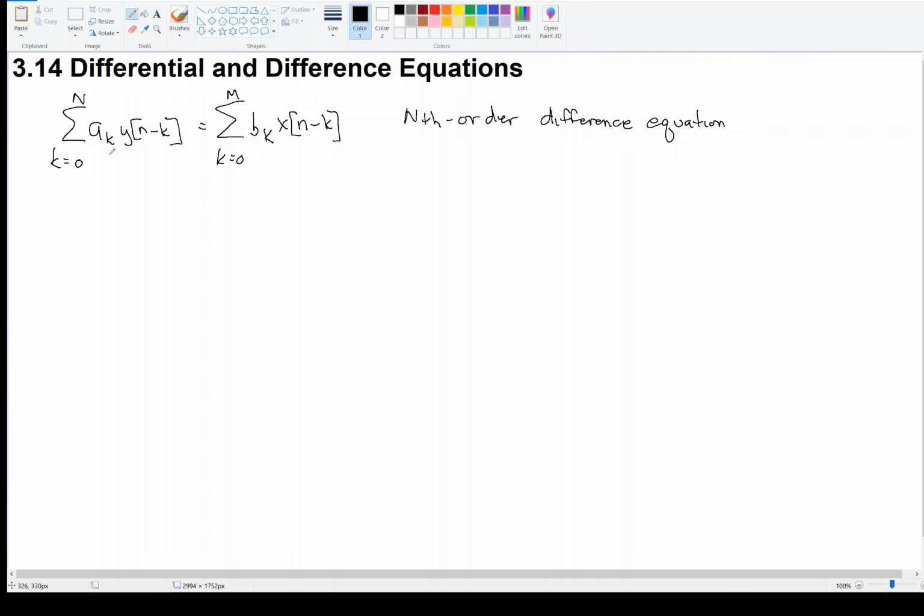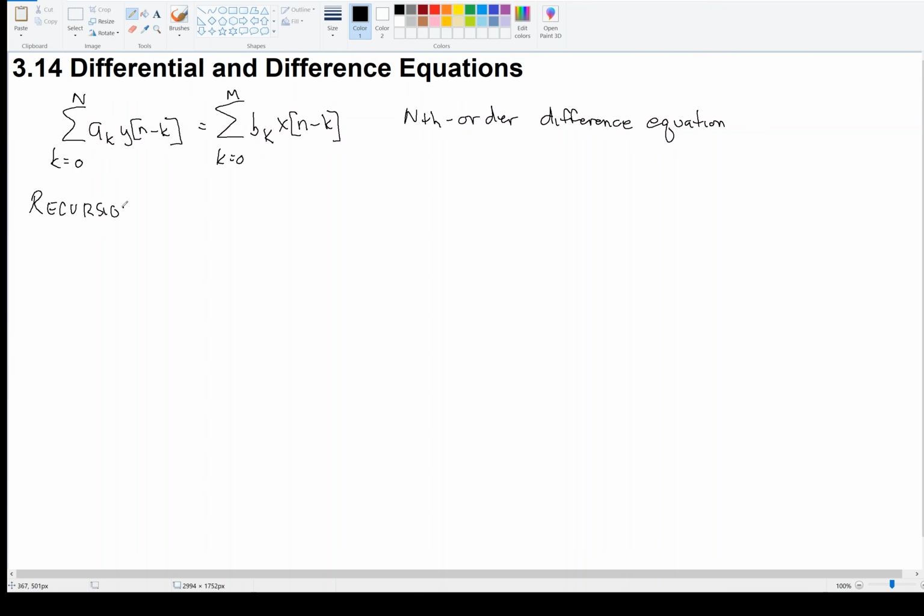Okay, it turns out we can solve these equations with the same strategy that you use to solve differential equations. That is, we can find particular solutions, we find homogeneous solutions, and then we add them together to find the total solution, and then we specify an auxiliary condition like initial rest or causality, and then we solve the equation. But we can also solve difference equations with recursion.